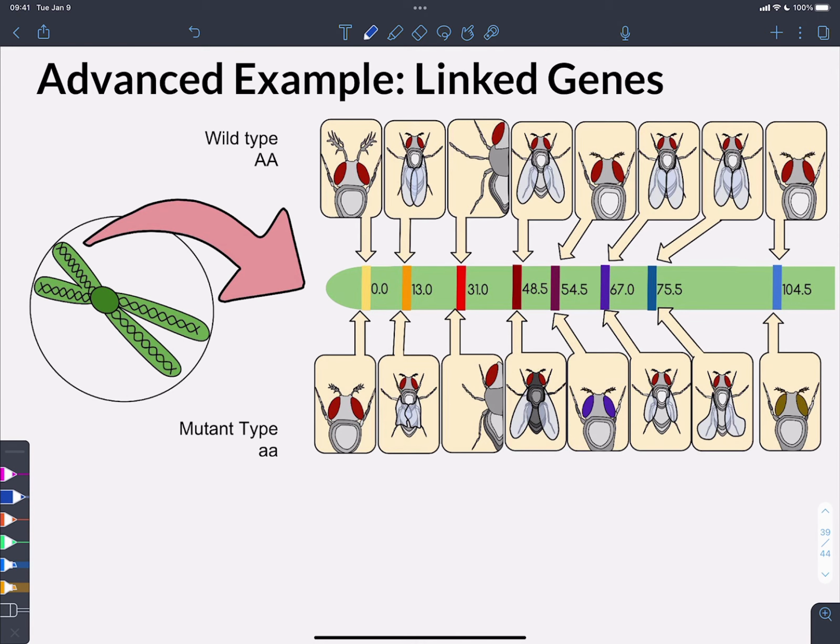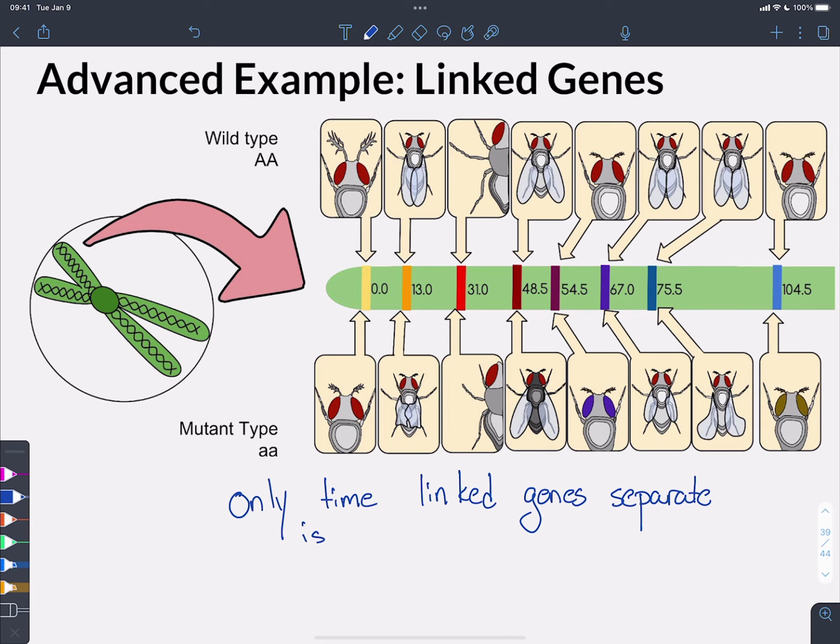And the only time that these genes will separate from each other is if crossing over during prophase 1 occurs in between the two locations of these genes. So the only time linked genes separate is if crossing over occurs. The further away the genes are, the more likely it is that crossing over will occur between them, and so the more likely it is that these genes will separate during meiosis.